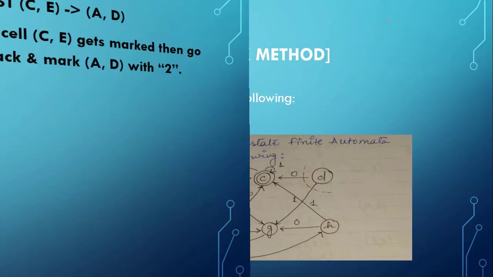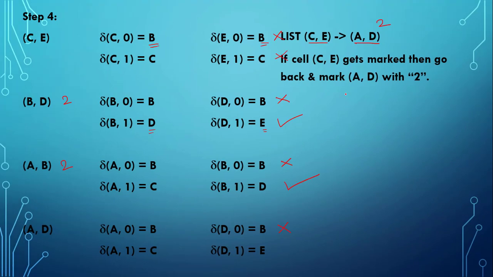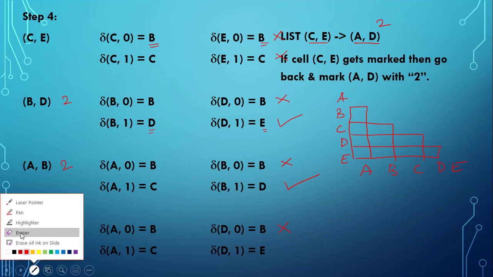So, here we will simply draw the table again. We have A, B, C, D, E, and A, B, C, D and E cells. So, B to E and here A to D. So, this will be our cells. I'll just remark those cells which were marked as 1 in the previous slide.